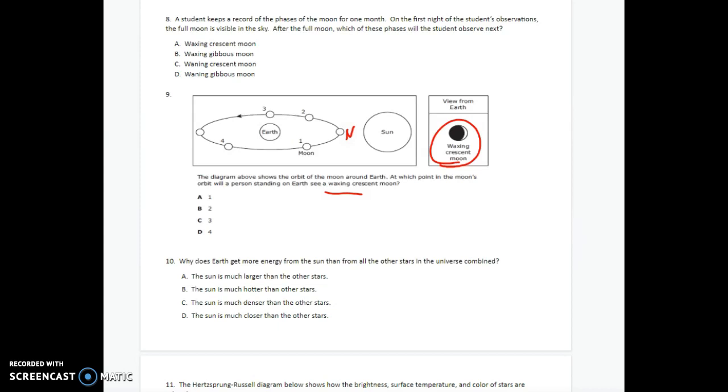This is going to be your new moon. After the new moon, we've got the waxing crescent. The waxing crescent is going to be on position 2. So there we go. We just answered that question.